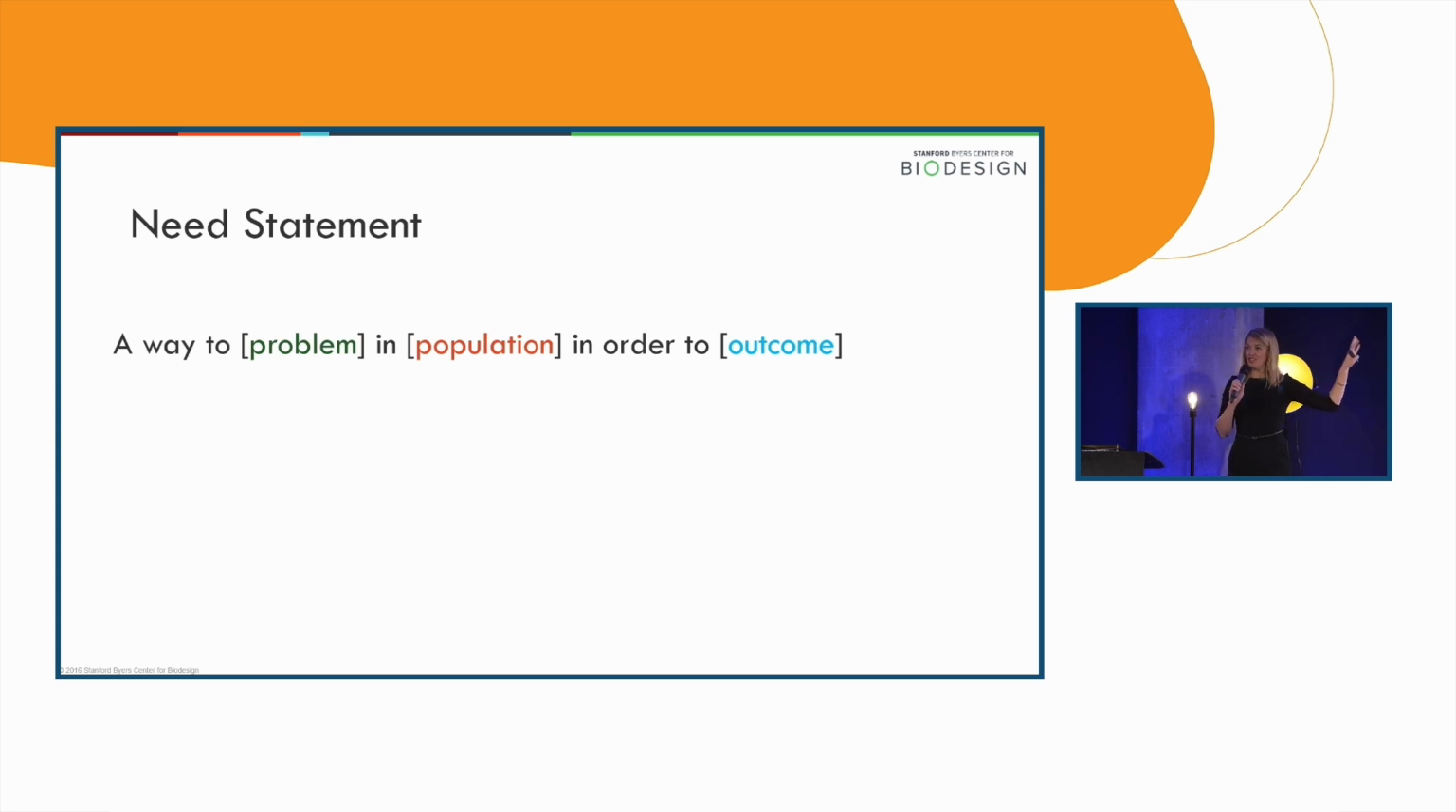And this is the core of the biodesign process. And it seems really simple, but it's actually pretty challenging for anyone who's done it. And Polyak will tell you that a well-defined need is the DNA of a great invention. So you prototype it. And the way that these need statements go is a way to blank a problem in a population in order to affect a certain outcome.